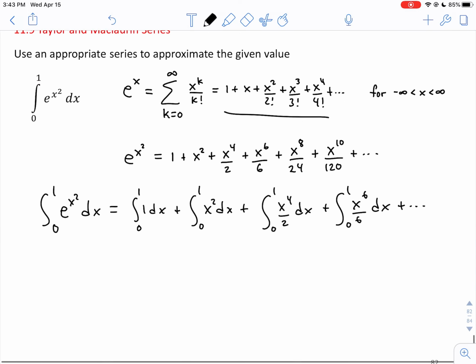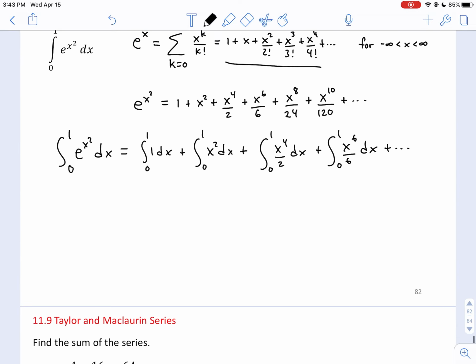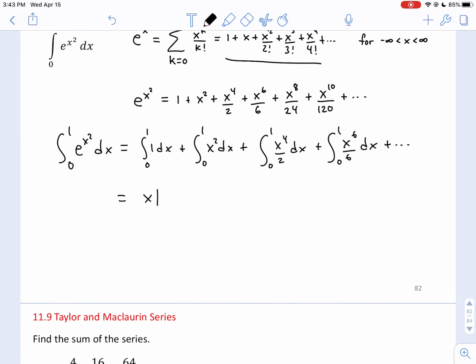Okay, and we can do more as needed if we want to get more accuracy. Now let's actually do these integrations. The antiderivative of 1 is x, so we're going to evaluate x from 0 to 1. The next antiderivative is x cubed over 3, evaluated from 0 to 1. Next one is x to the 5 over 10, evaluated from 0 to 1. Next one is x to the 7 over 42, evaluated from 0 to 1. And right, we could do more.